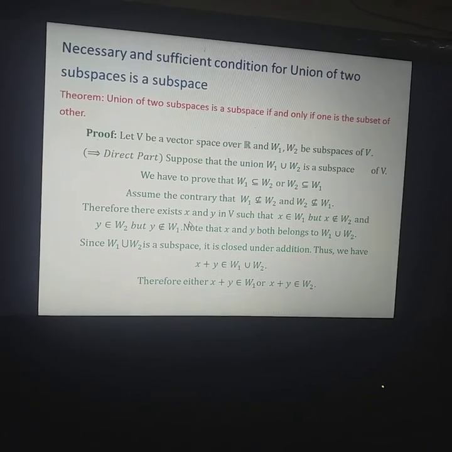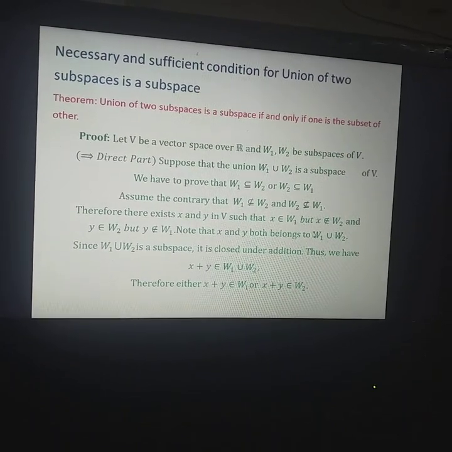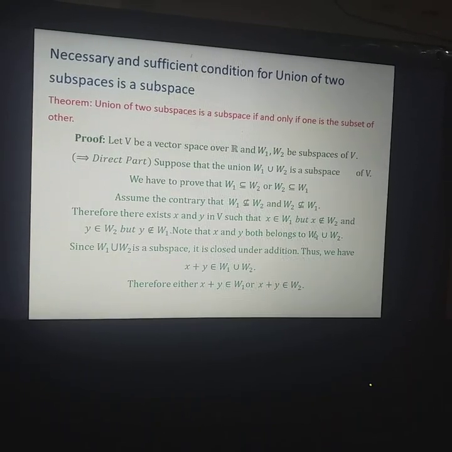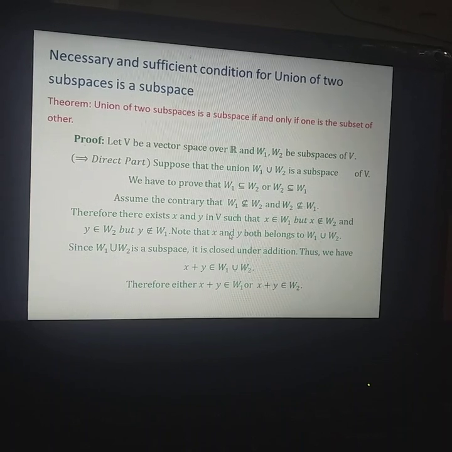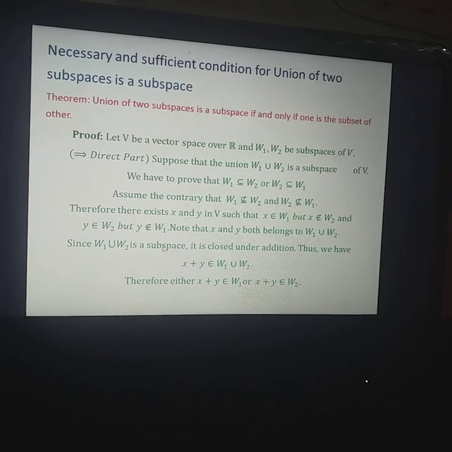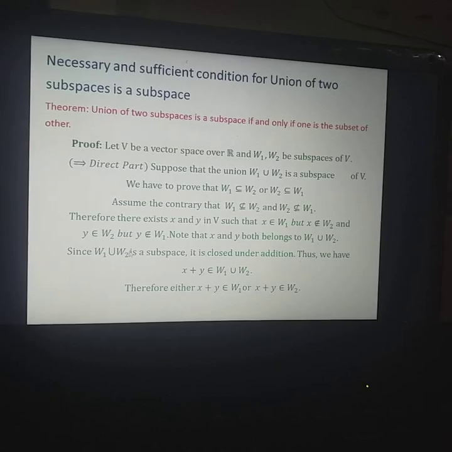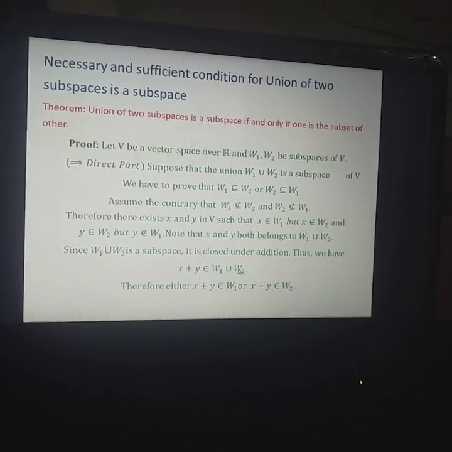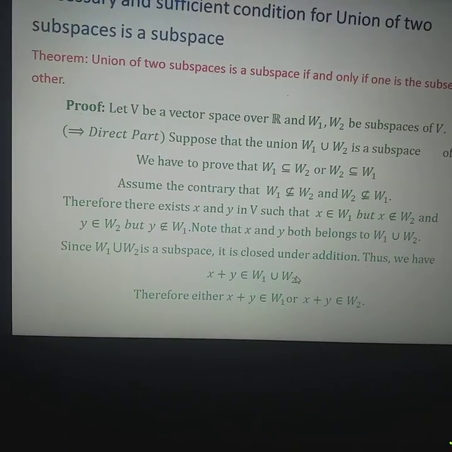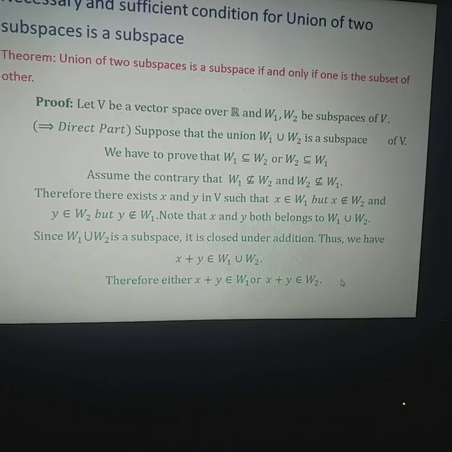So X belongs to W1 means X belongs to W1 union W2. Since X belongs to W1, X belongs to W1 union W2. Similarly, Y belongs to W2, so Y belongs to this union, and this union is a subspace, so it is closed under addition. That is, the sum X plus Y must belong to W1 union W2. Therefore, either X plus Y belongs to W1 or X plus Y belongs to W2.